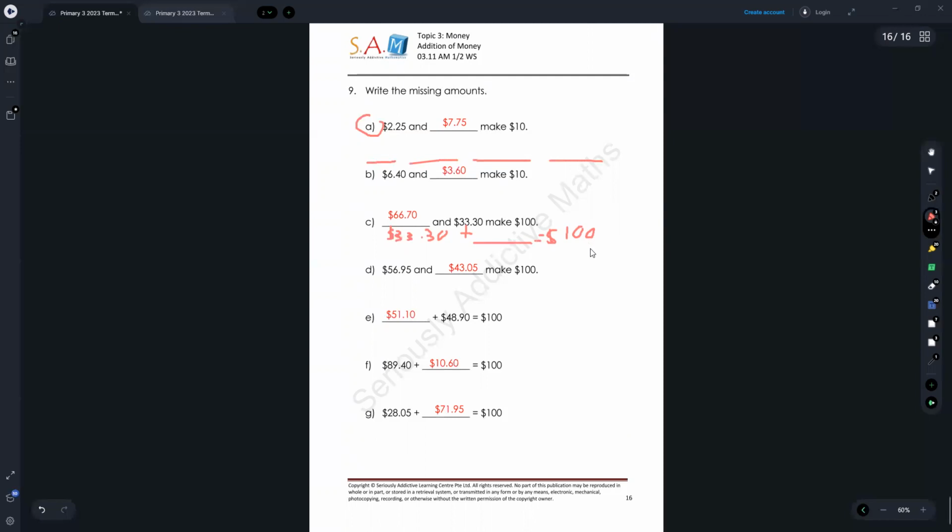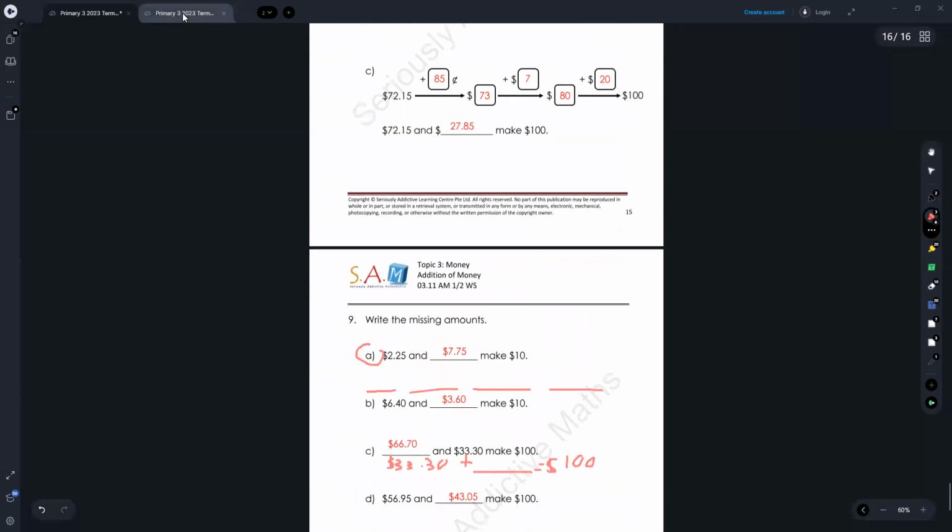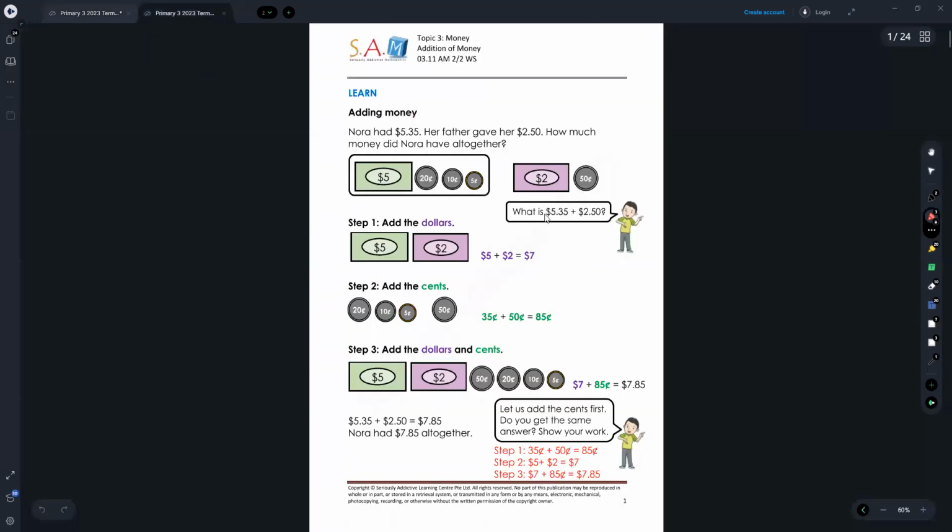So it's $66 and 70 cents. Okay. All right. So use the method to teach there. And then we're done. For book 2, it's quite straightforward.